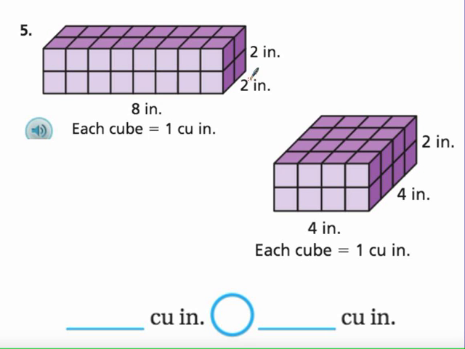So 2 times 2 is 4, and 4 times 8 is 32 cubic inches. Now this one over here is 2 times 4, which is 8, and then 8 times 4 is 32 cubic inches. Now they don't look the same, they're not built the same, but they have the same volume because they both use the same amount of blocks. So these would be an equal volume. They are both 32 cubic inches.